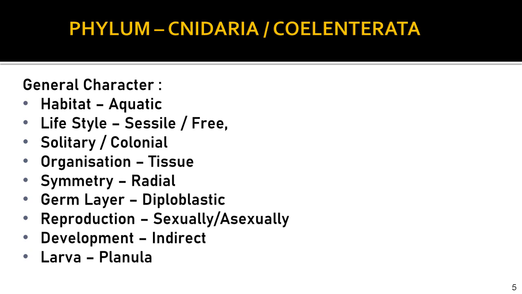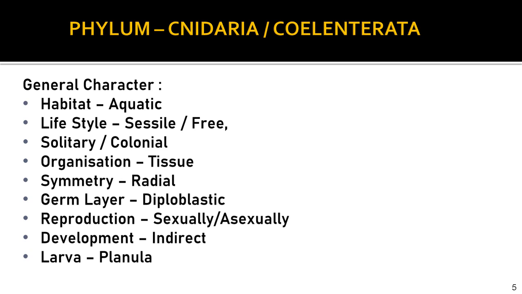Okay. And symmetry. Here PHYLUM-CNIDARIA is radial symmetry. So, what do you mean by radial symmetry? Already we have said the symmetry will be of several types. That is asymmetry, radial symmetry, pentamerous radial symmetry, biradial symmetry, bilateral symmetry, right? So many symmetries we said. Among this, phylum Cnidaria is radial symmetry. So what do you mean by radial symmetry? If we are able to divide the body into two equal halves in any one direction, it is known as radial symmetry.